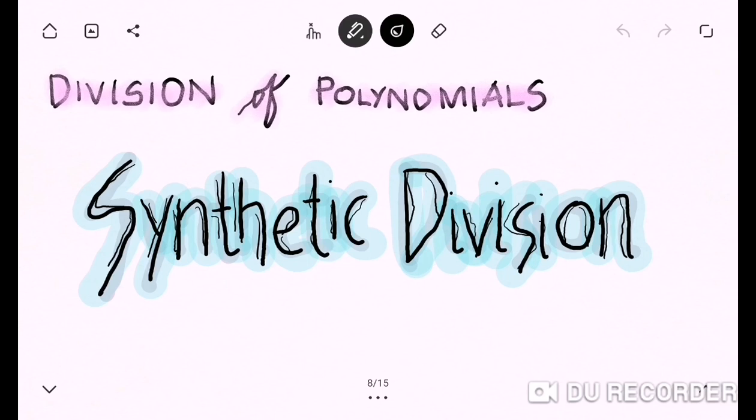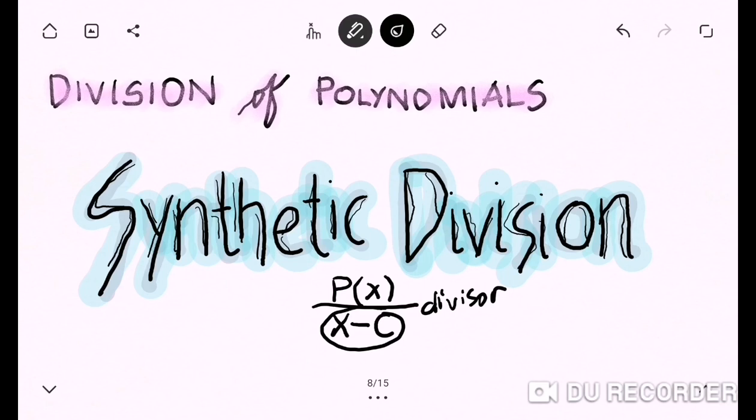So bago tayo magpatuloy, linawin muna natin yung mga ilang importanteng bagay para mas madali nating masagutan yung polynomials using synthetic division. So we'll consider in this lesson that any polynomial is divided by x minus c. Etong x minus c, ito yung ating divisor.